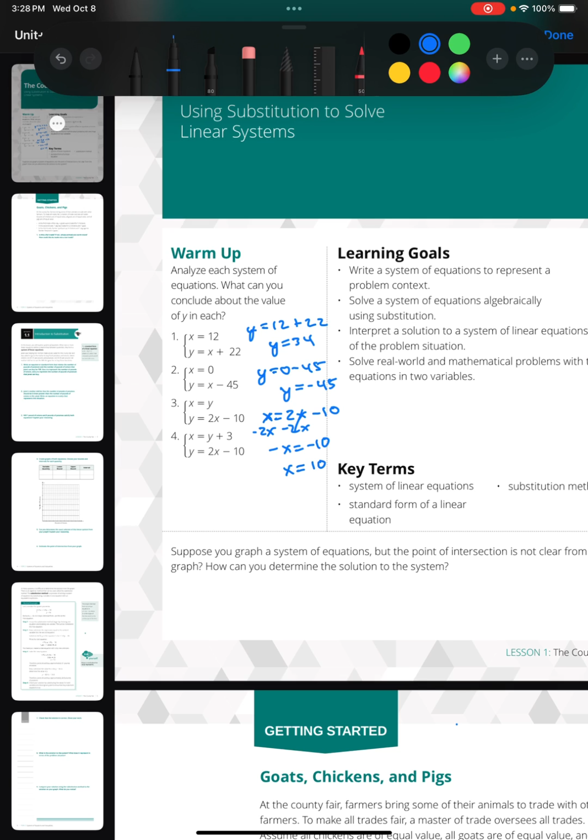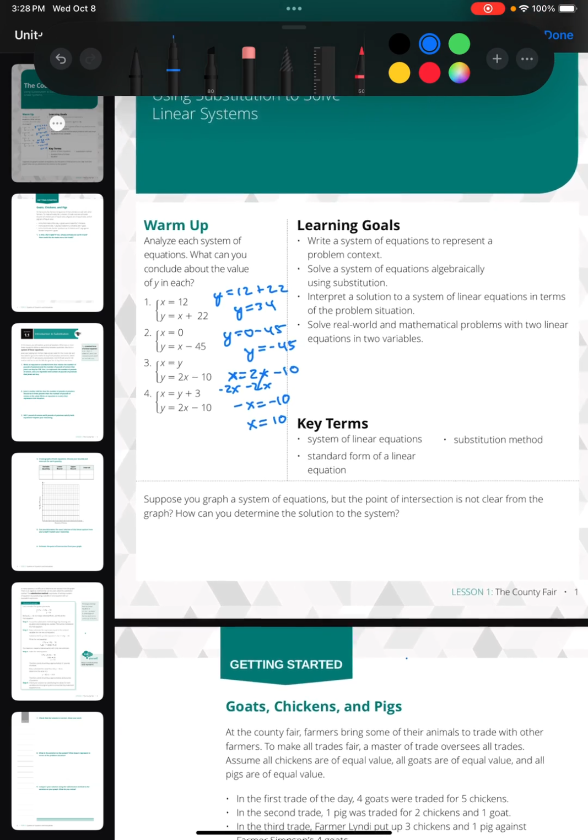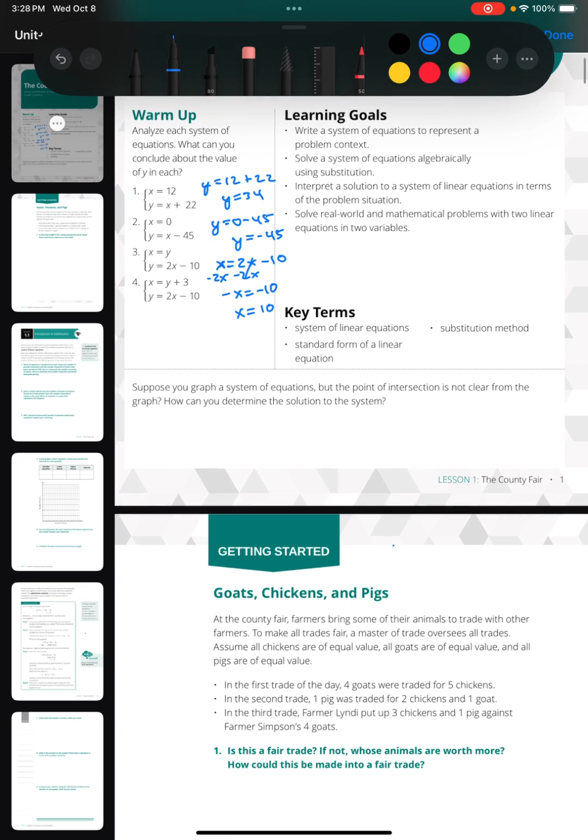And the fourth one, I want to wait a little farther into the lesson to look at, just because that's getting into a more difficult level of substitution that we're going to be covering today, which we haven't gotten into yet. So I don't want to look at that as a warm-up activity. So key terms, we're going to look at systems of linear equations, what that means, how the substitution method works, and what standard form of linear equation is.